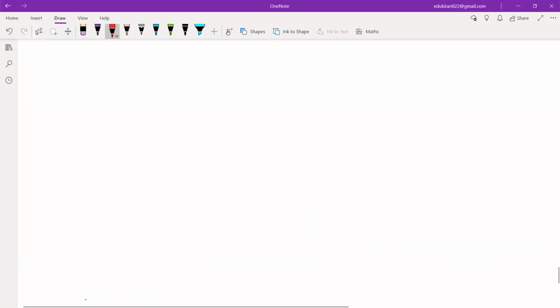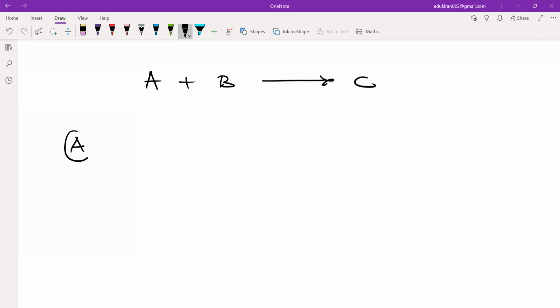I have a reaction in which A and B is forming C. So I think I can say that inside the vessel, how is this reaction happening? Until and unless A and B come together and they collide with each other, until and unless the A molecule and the B molecule collide with each other, it is not going to form C. Yes or no?